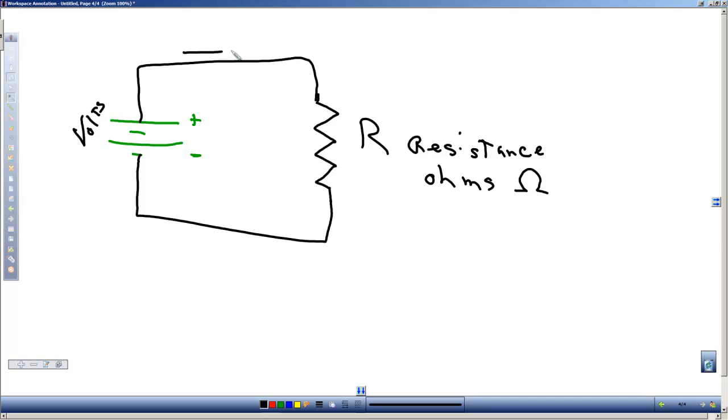So the current we represent typically with an I, V for volts, and the omega for ohms, or sometimes we use R for resistance. And what we find is that the higher the resistance, the smaller the current flow. The lower the resistance, the bigger the current flow. And you can think of it in terms of water: the bigger the opening in the valve, the more water comes through. The smaller the opening, the less water. Smaller opening would be more resistance. Bigger opening, less resistance.